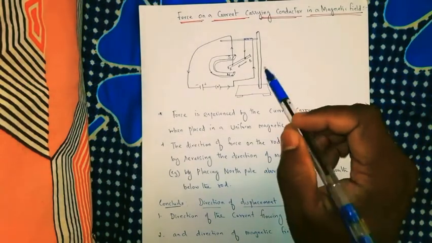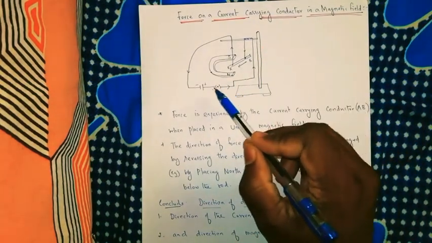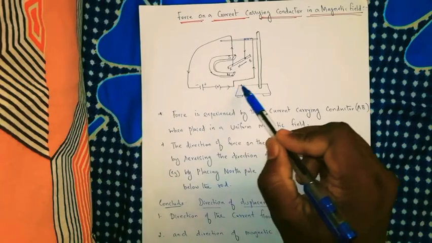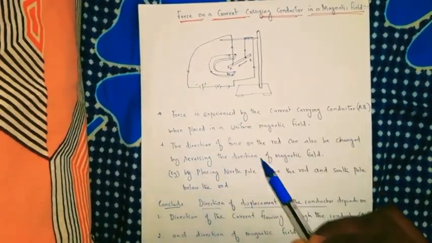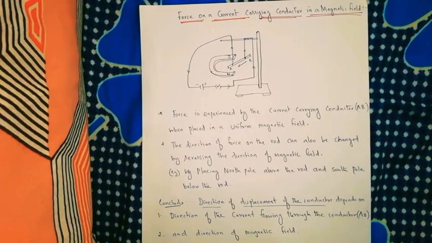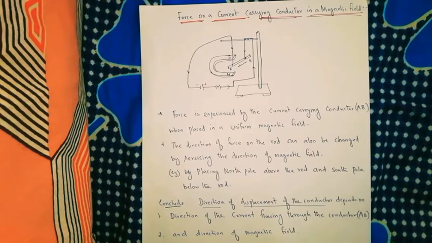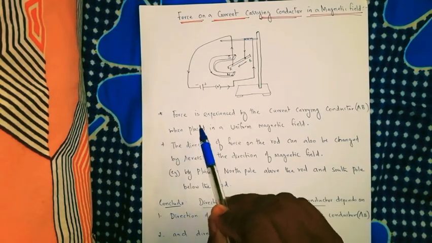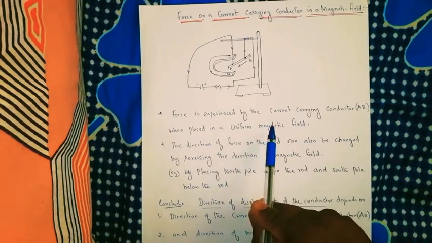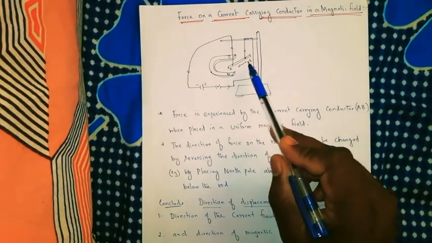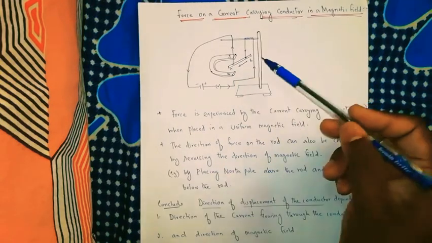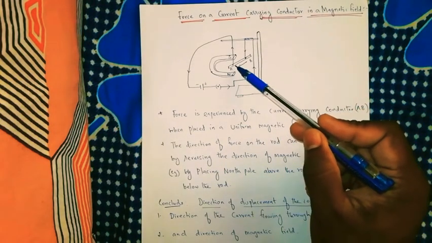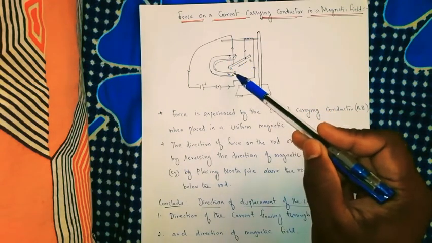So what happens? These things are connected with a battery. The positive is connected with B and the negative is connected towards A. Let's see what happens in this experiment. If you watch carefully, a force is exerted by the current carrying conductor, that is AB. When we apply electricity, this rod is actually kept in between the magnetic field.